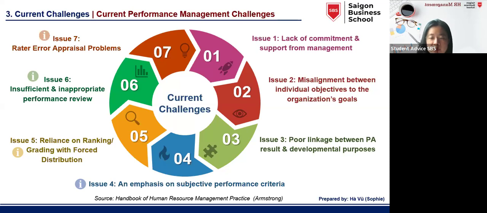The fourth issue, an emphasis on subjective performance criteria. Many traditional performance appraisal systems tend to emphasize subjective criteria such as personality, loyalty, initiative, rather than objective factors like units produced, sales figures, or punctuality. So in many cases, these systems are based more on opinion than measurable information, making them prone to bias and inconsistency.